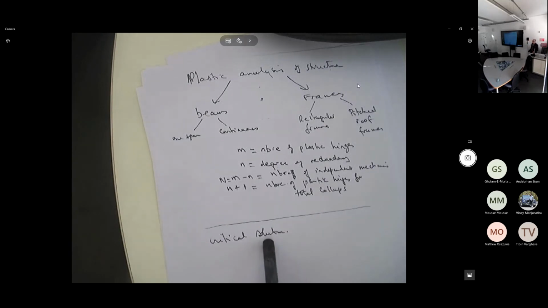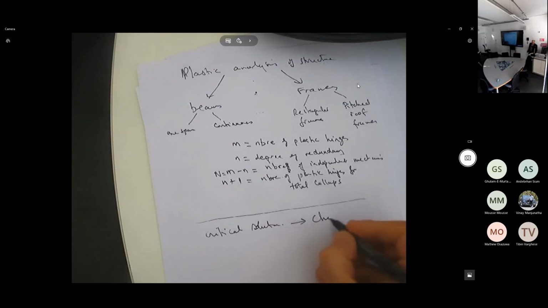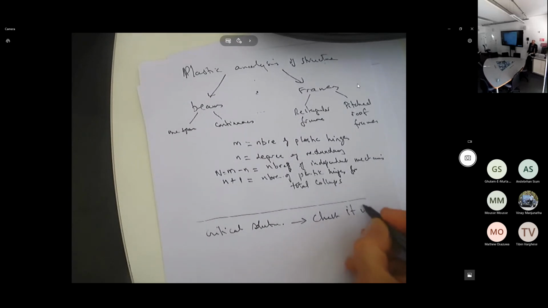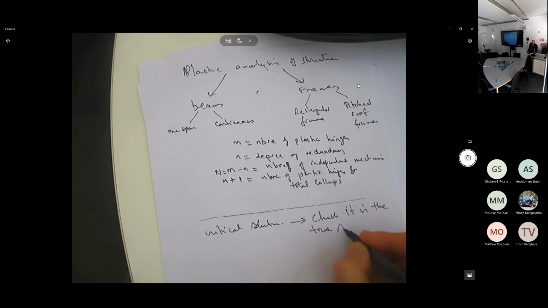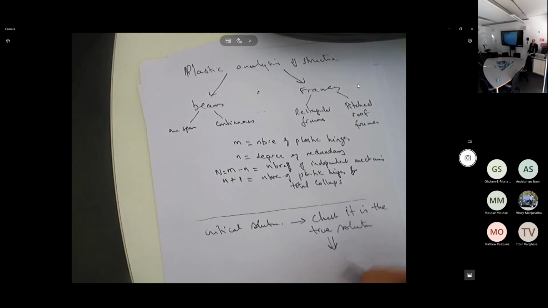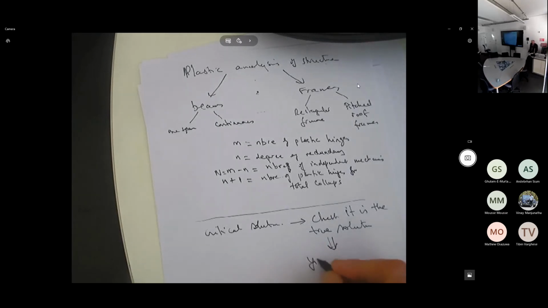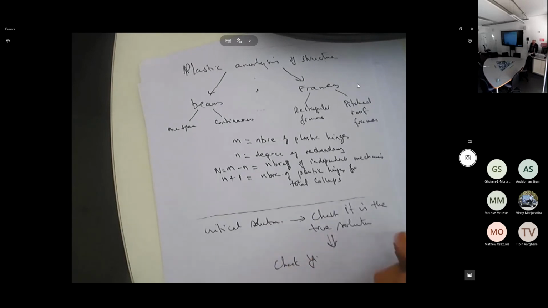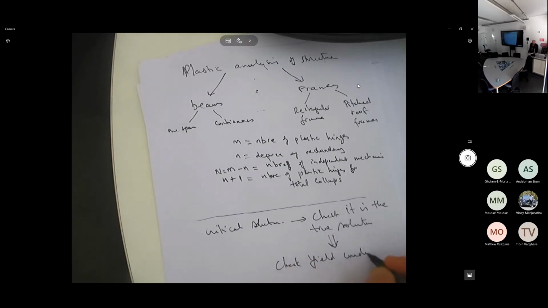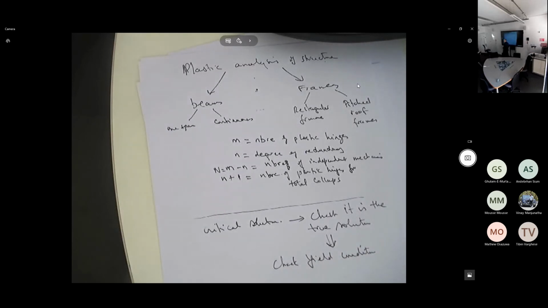You need to check that it is the true solution. Always you must know that. In order to check that it's the true solution, usually what do you need to do? Check the yield condition, because the mechanism condition is fine, the equilibrium is fine, because external work equals internal work, so that's okay. So usually what you need to check is the yield condition. How do you check the yield condition?